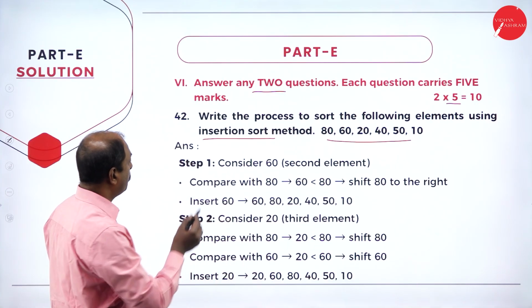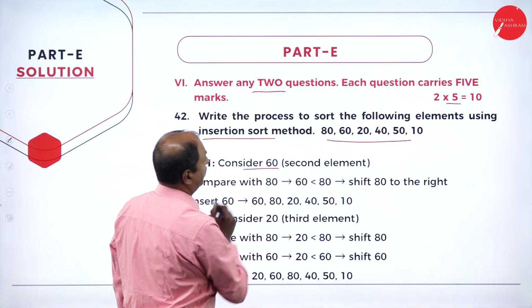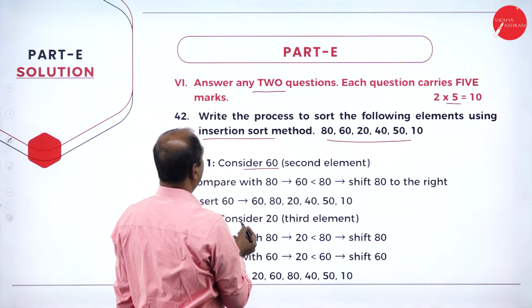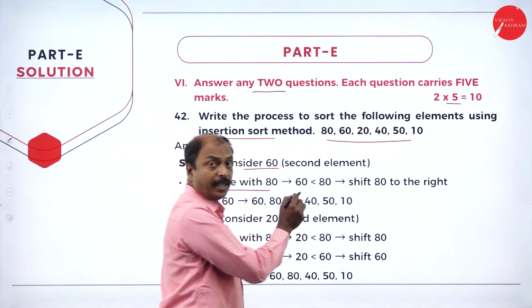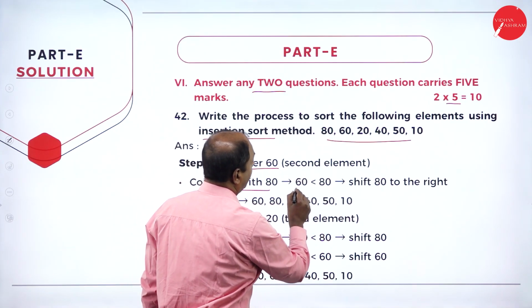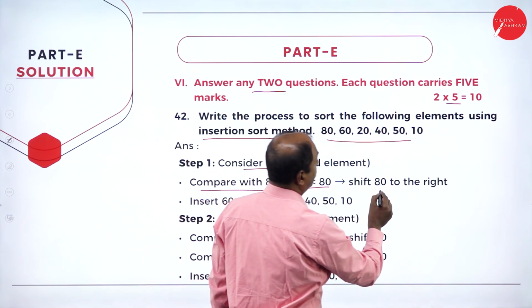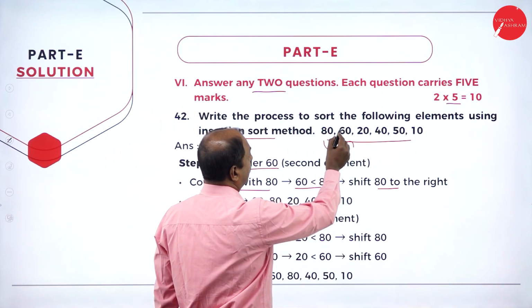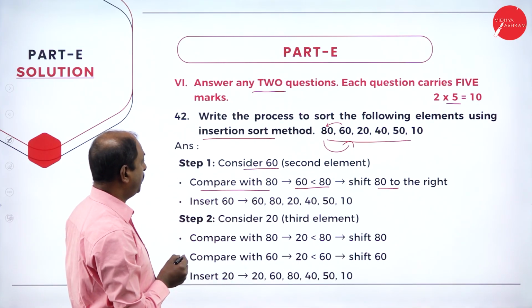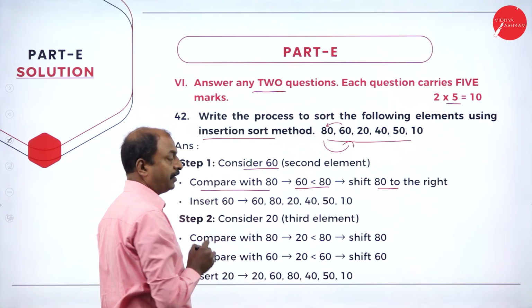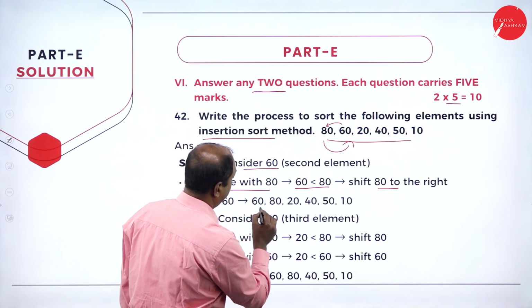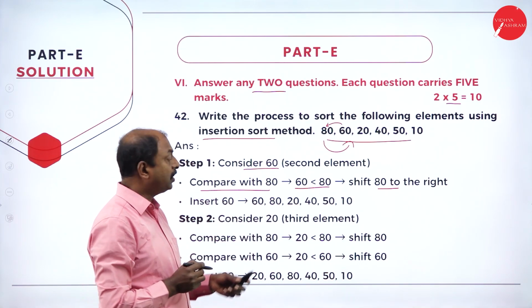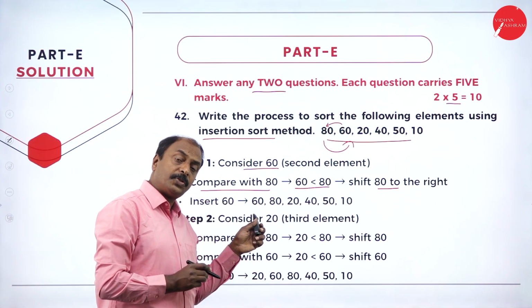Insertion sort. First step is to consider 60, the second element. I am going to compare it with 80. Comparing 80 and 60, 60 is less than 80. Shift 80 to the right, and 60 comes to this position. So at the end of the first iteration, we insert 60: 60, 80, 20, 40, 50 and 10. This is insertion sort. We are inserting the element at its position.